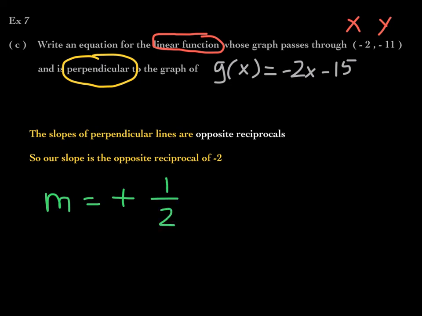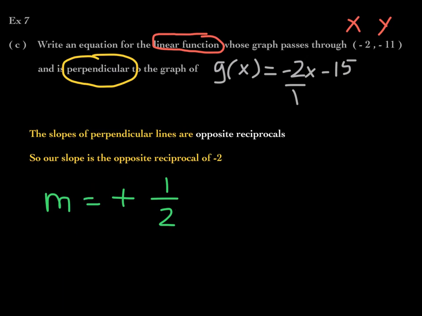Did you all get that? There is an invisible 1 here. Watch this. That -2 there, if you want, you can write that as -2 over 1. So what you need to do is not only take the opposite in sign, opposite in sign, so he's negative, that means I'm positive. But instead of 2 over 1, you've got to flip it over and it becomes 1 over 2. This is our slope.